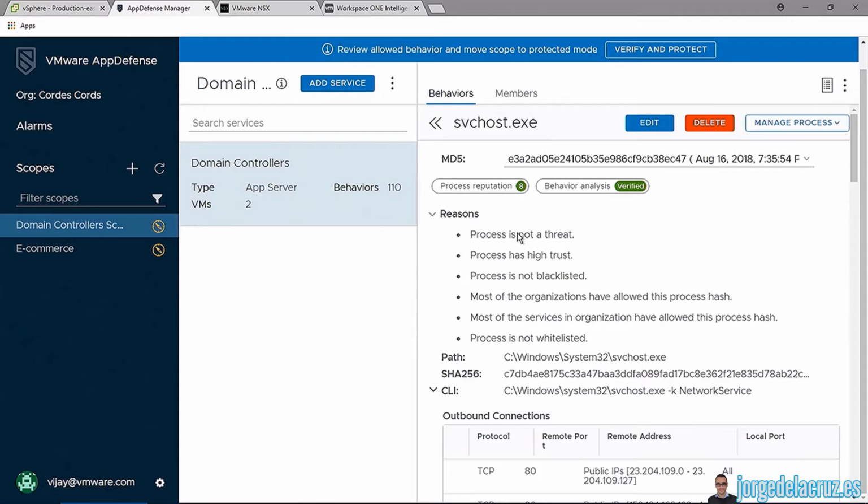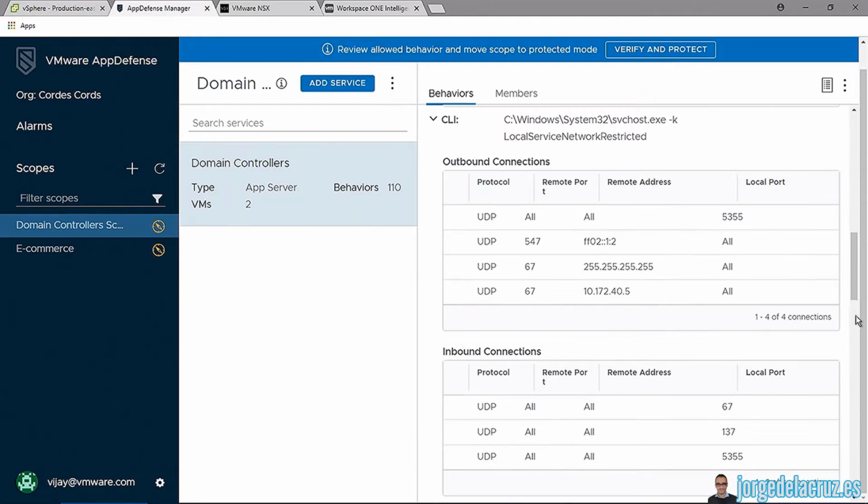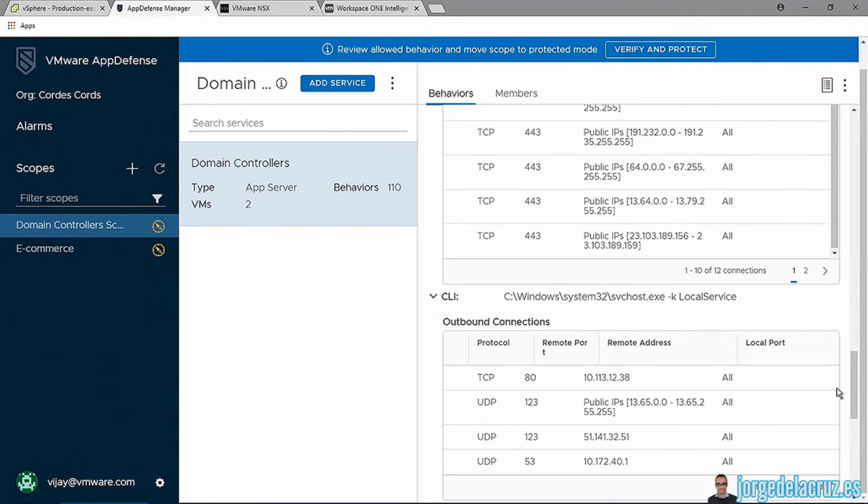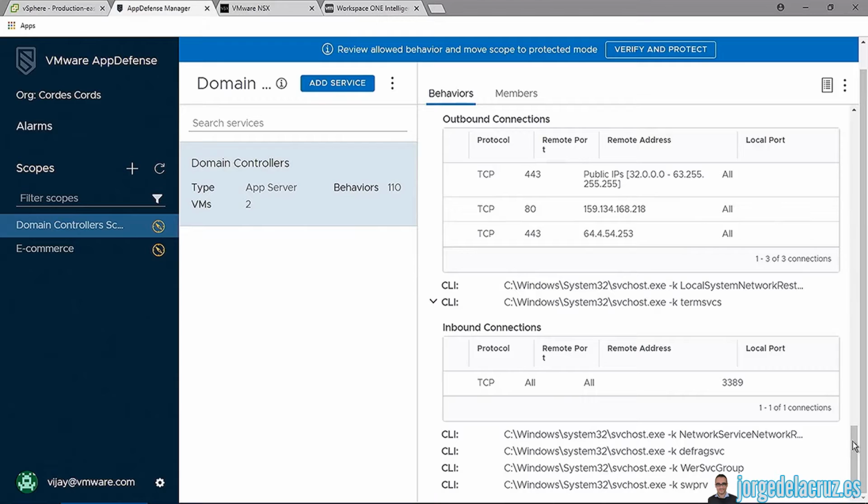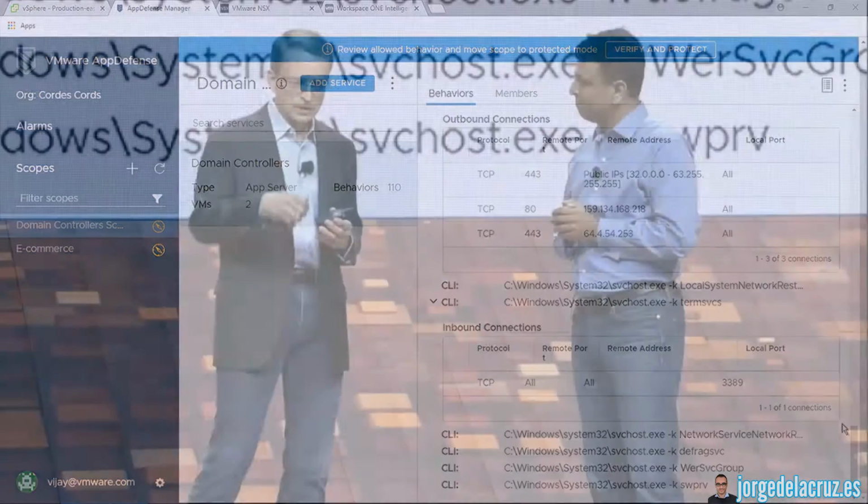Let's go to SVC host, for example. This process can exhibit hundreds of behaviors across numerous CLIs. What we do here is we actually verify that for you. That's not us. It's actually our machine learning models that have been trained on millions of instances of goodware, as you said, and they've automatically verified that for you. We've learned simply. Okay, so we said learn. Now lock. How does that work?